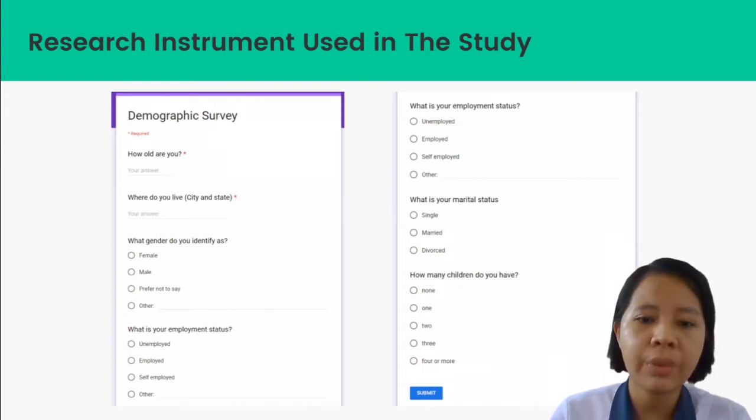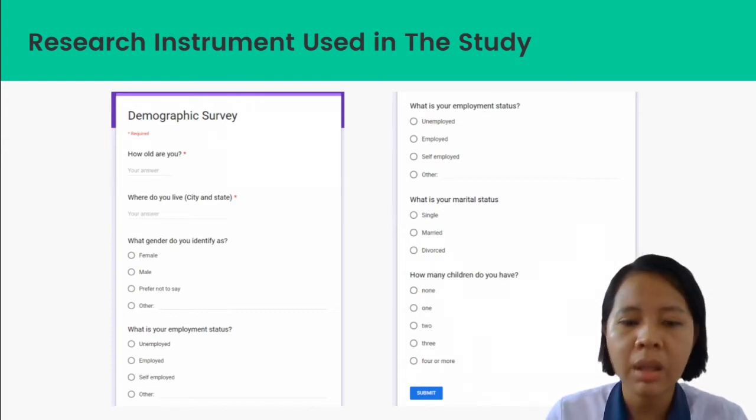So for the next research instrument, this will be discussed by the next reporter.